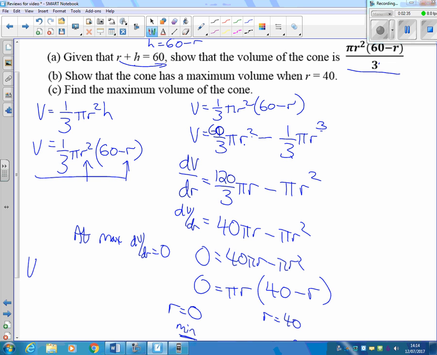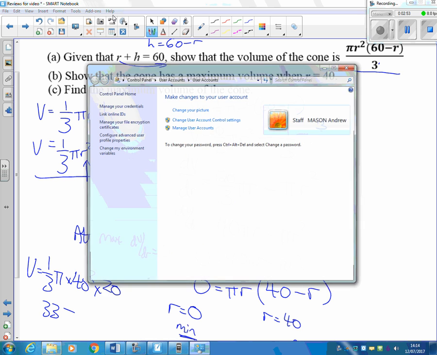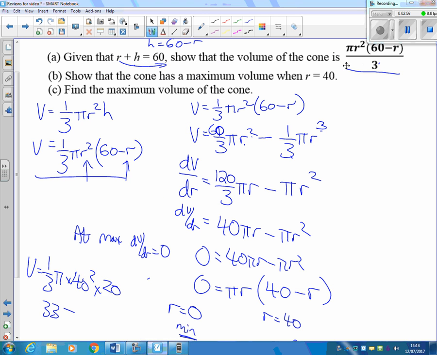So we've got the volume at 40 is 1/3 pi times by 40 squared times by 20, and just tapping that all into the calculator will give you 33510 centimetres cubed. Sorry about that, I must have touched something. I'd redo that if that didn't happen at the end of the video, but you've got everything there.